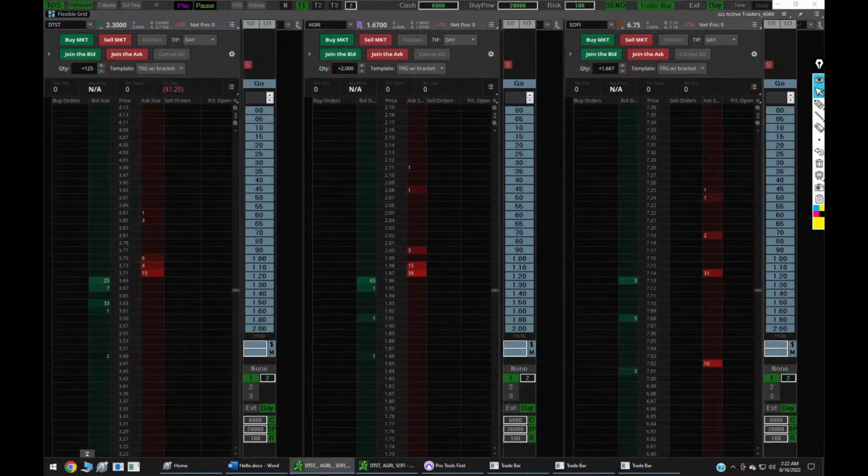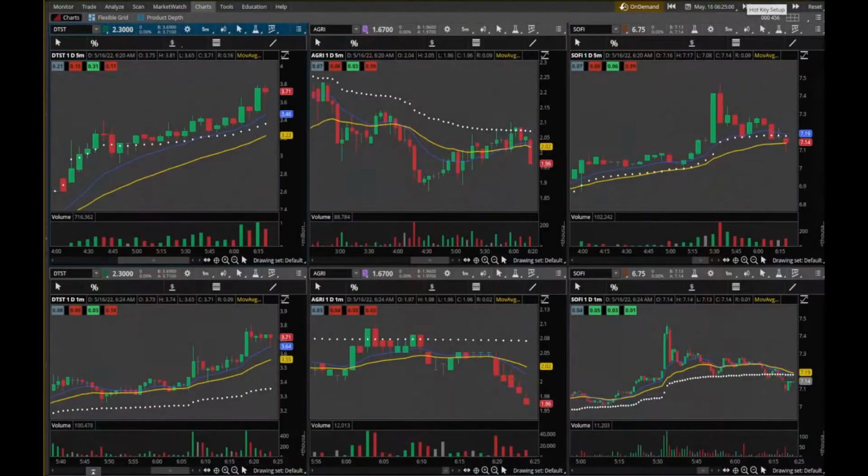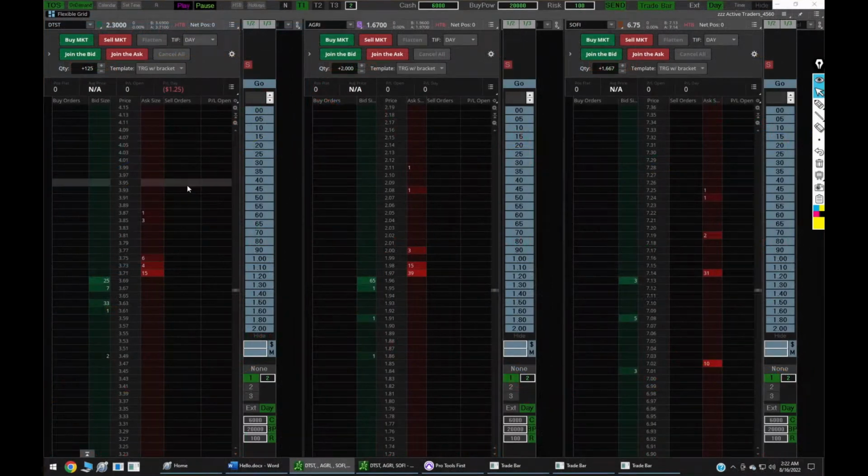So let's go back down here. I did get ahead of myself there. Hold on. So we go back up here. First things first. Want to look, what is the price trading at? 380. So I want to pick a price somewhere above 380. So $4 would be good.